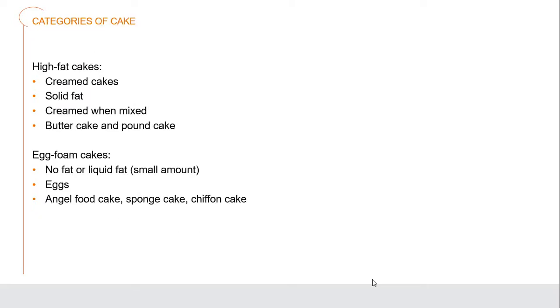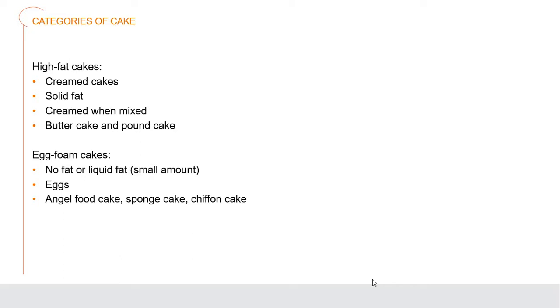When we take a look at the different categories of cake, we have high-fat cakes. High-fat cakes generally use the creaming method, so you actually have solid fat in there. You'll cream that with the sugar, and it comes out with things like butter cakes and pound cakes.